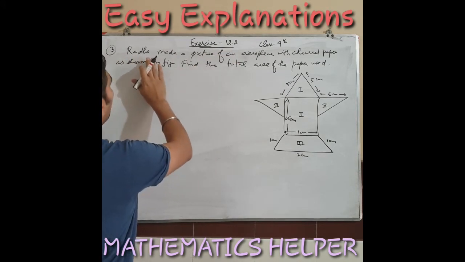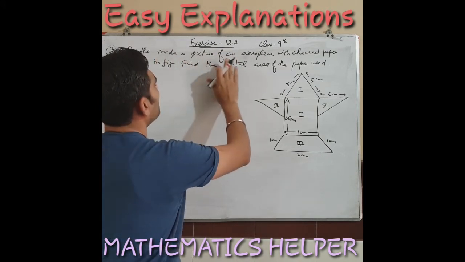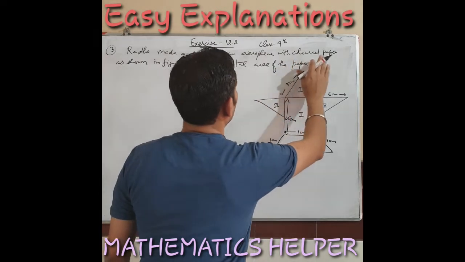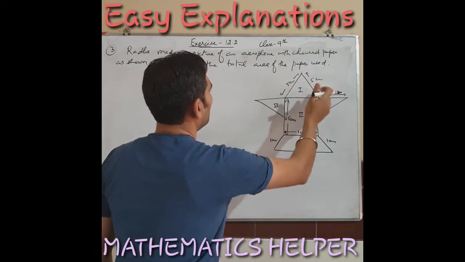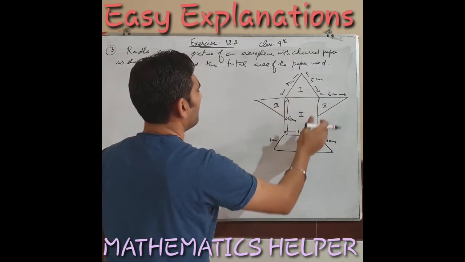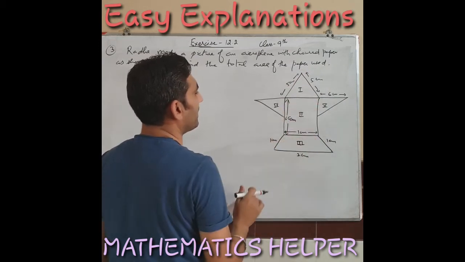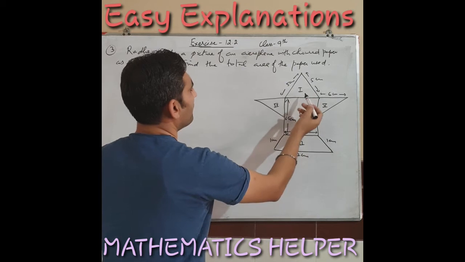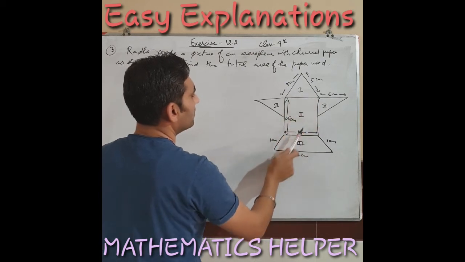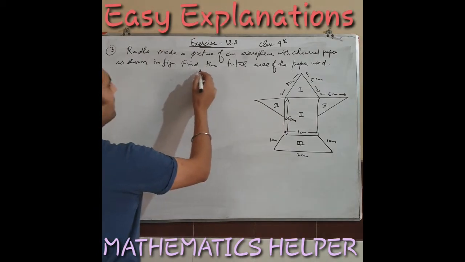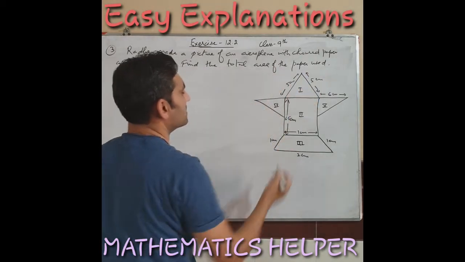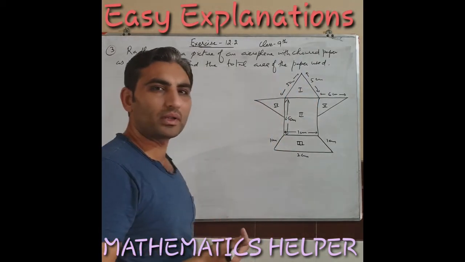Third question is: Radha made a picture of an aeroplane with colored paper as shown in the figure. This is the diagram given in our book, which is a picture of an aeroplane made up of colored paper. There are 5 parts in it, 1, 2, 3, 4 and 5. Find the total area of the paper used. What will be the total area of paper used?